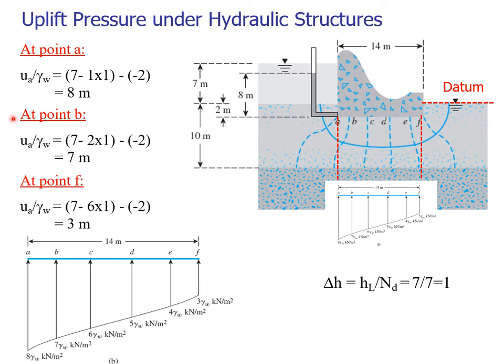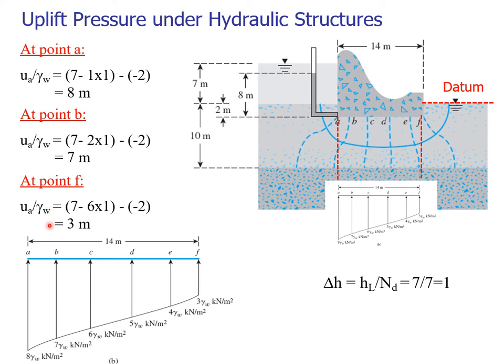Similarly, at point B, this is the pressure head or the uplift pressure at point B, so it is better to use U sub B over gamma W. So you can see it is 7 minus 2 into 1 minus (minus 2), so it is 7 meter. Similarly, at point F, it is better to use U sub F over gamma W, that is 7 minus 6 into 1 minus (minus 2), so it is 3 meter.